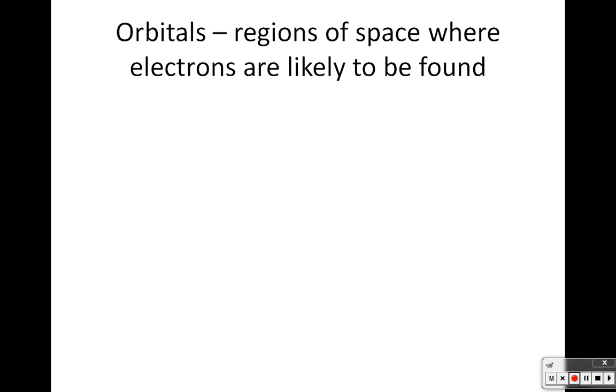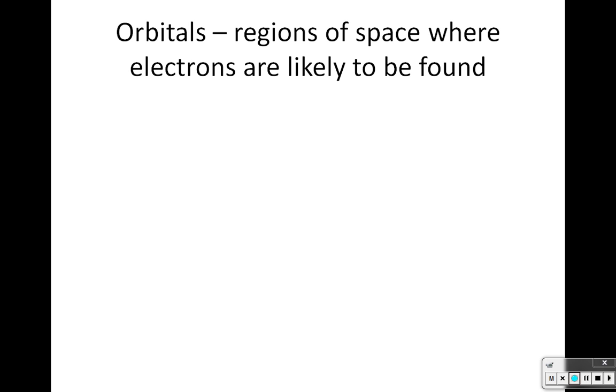I like to compare orbitals to classrooms. Classrooms are regions of space where students are likely to be found, but at any point in time, a student could be in the bathroom, or on their way to the bathroom, or on their way from the bathroom, or at a dentist appointment, or in the office. So while students during class time cluster in classrooms, you could definitely make the argument that that's where they're likely to be found. There's a greater probability of finding a student there. That's not necessarily where they are.